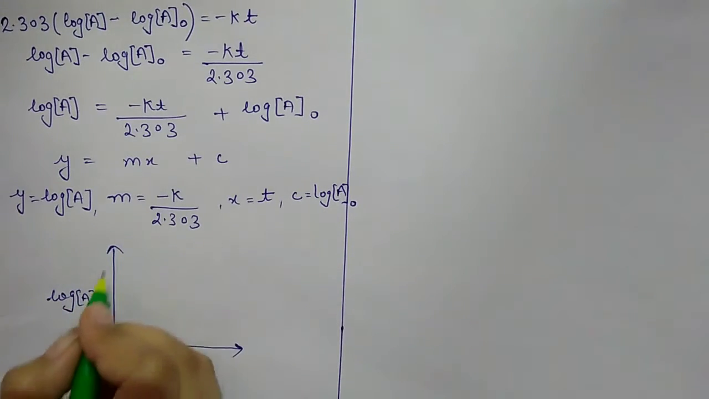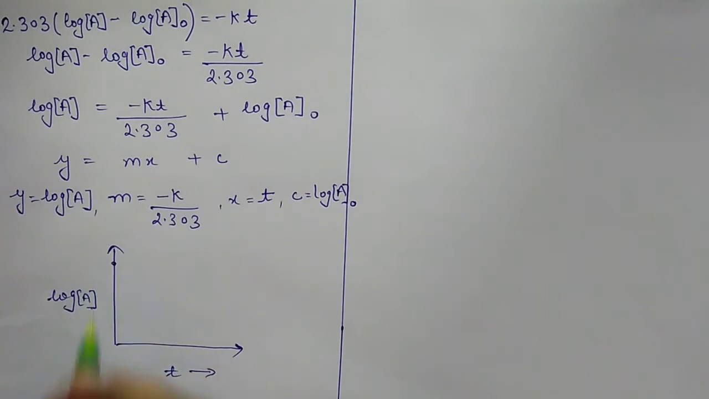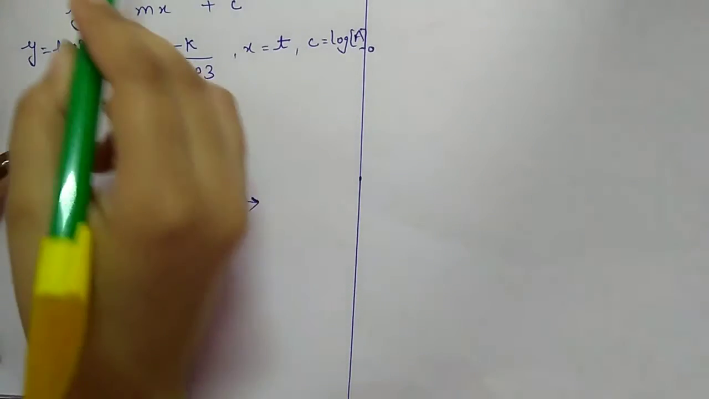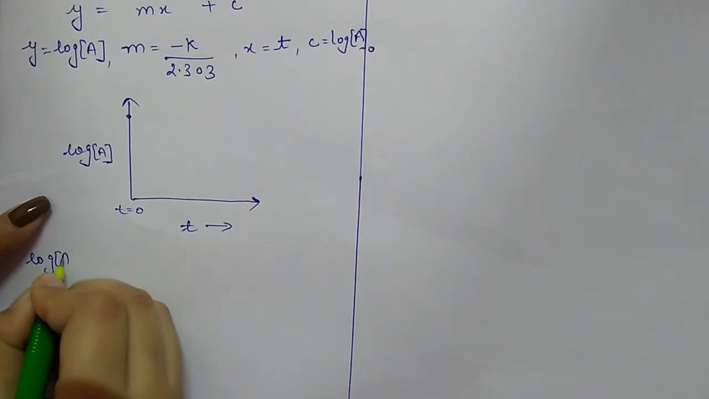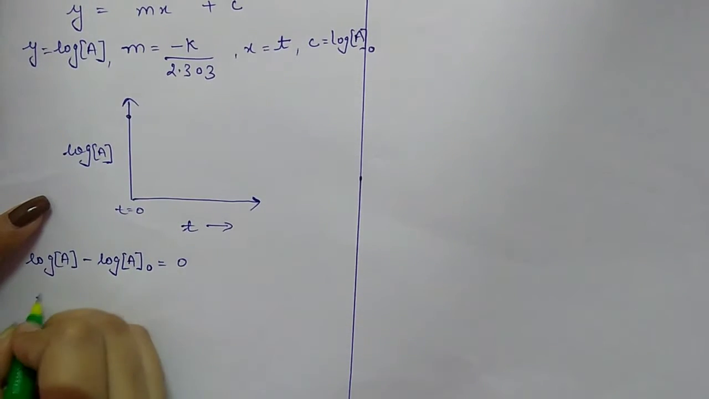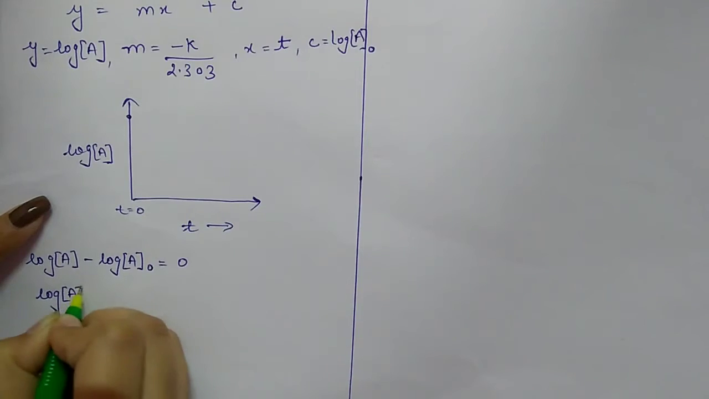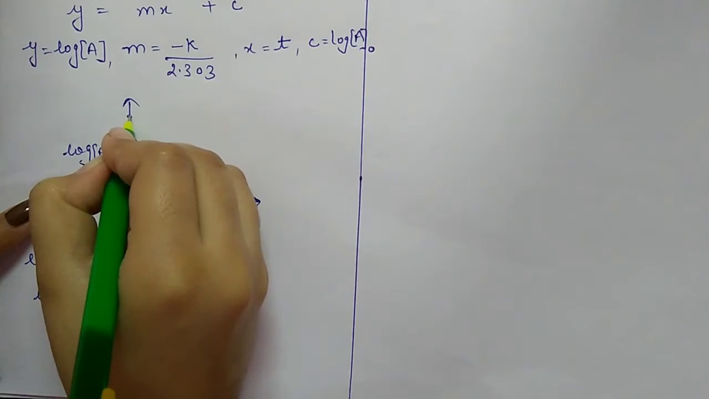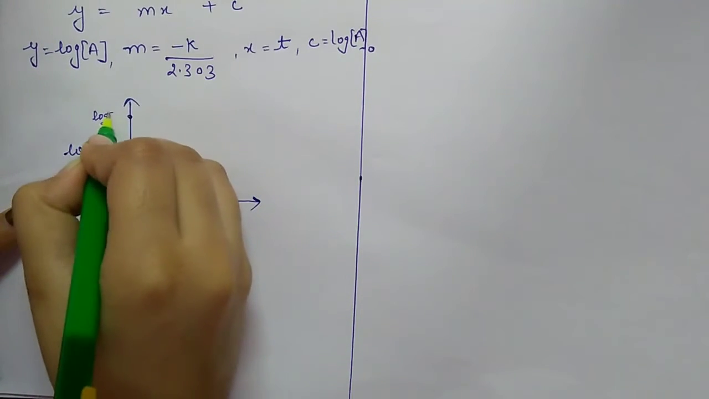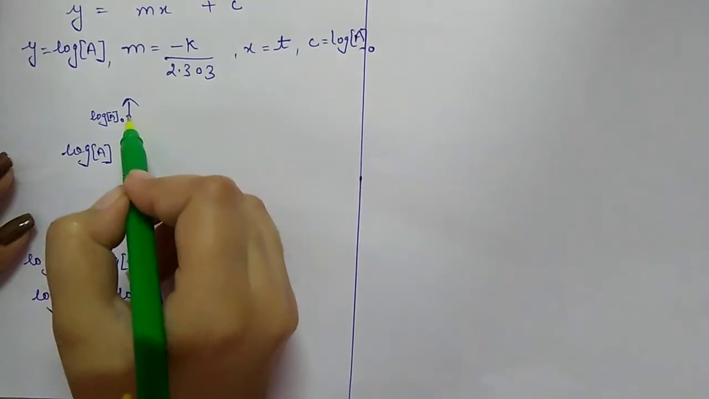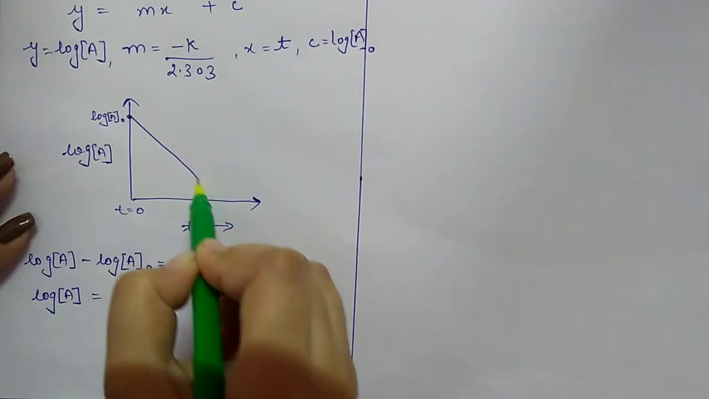and the slope is negative. So first of all we will find the value of this coordinate by putting t is equal to 0. Okay. So log A minus log A naught, putting t is equal to 0, you will get log A is equal to log A naught. So we will get the value of this log A naught. Okay. Now the slope is negative, so you will get the graph in decreasing order.